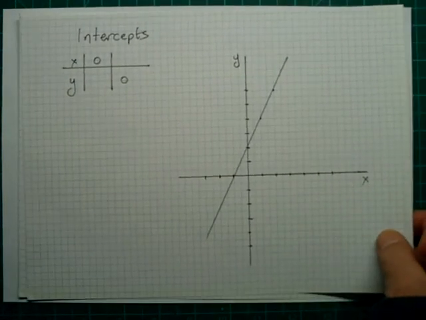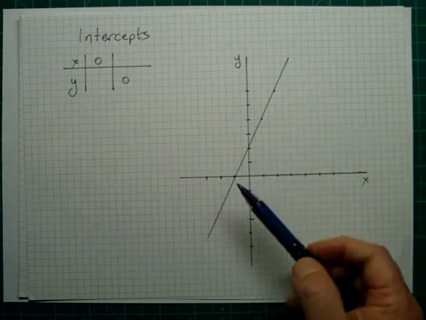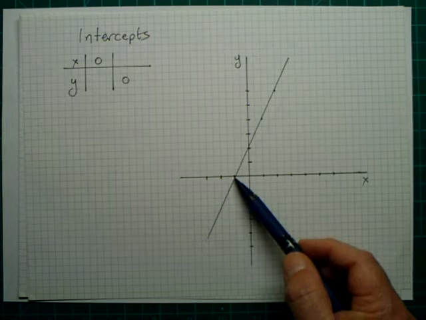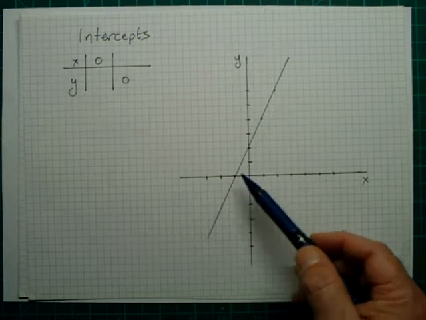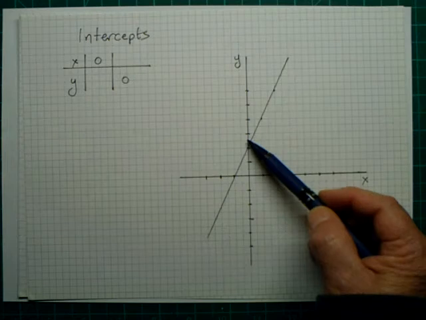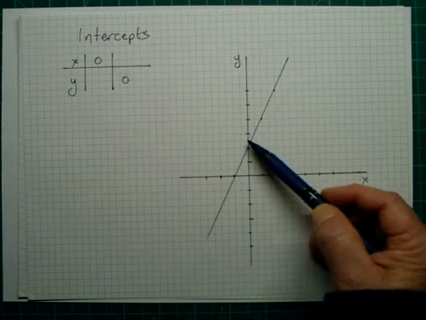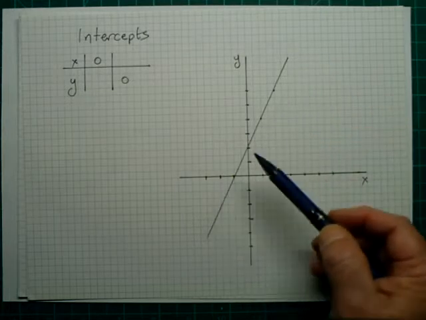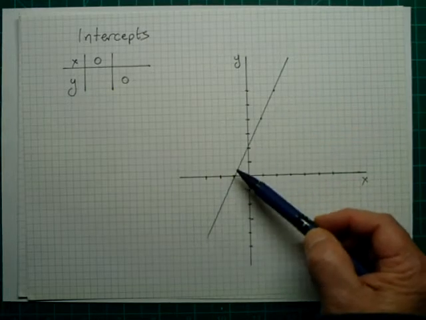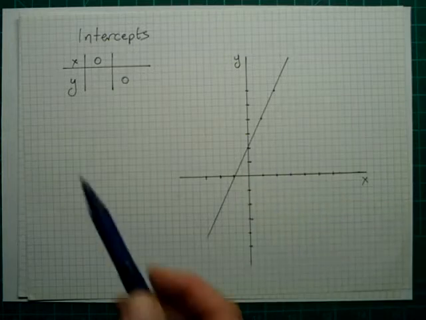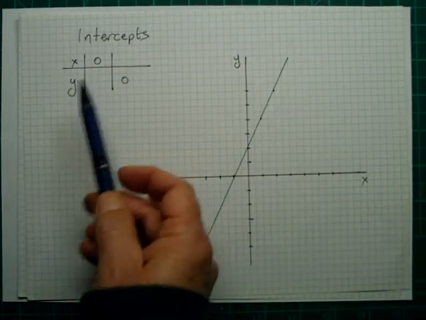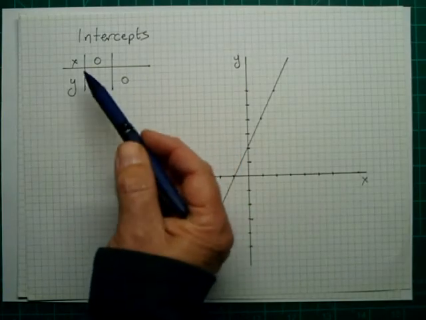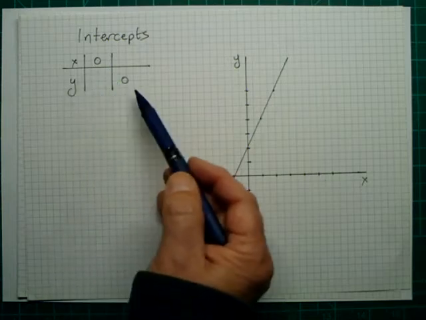The point where the line crosses the x-axis is called the x-intercept. The point where the line crosses the y-axis is called the y-intercept. We can find the coordinates of these 2 points by inspecting the line, or by completing these 2 cells if we put x equals 0 and then y equals 0.